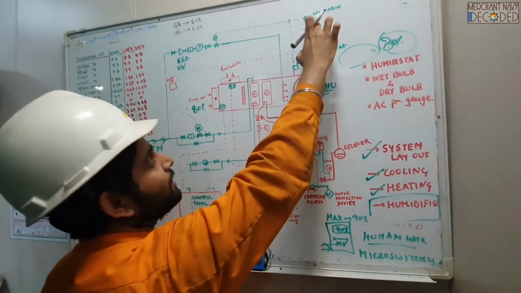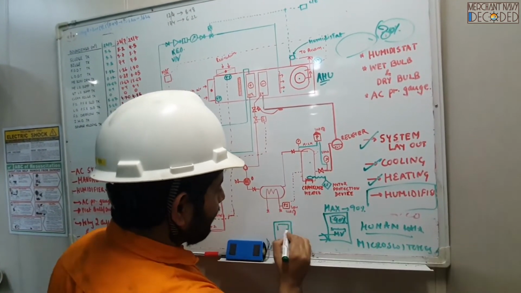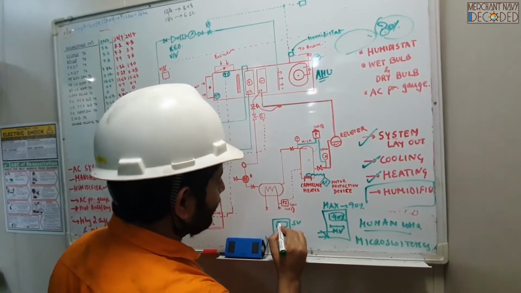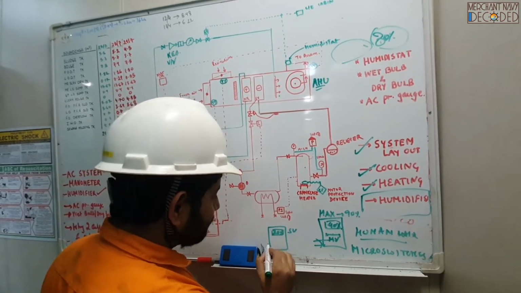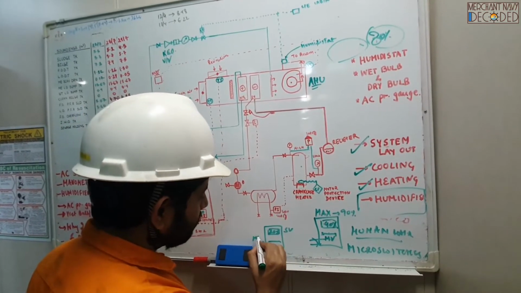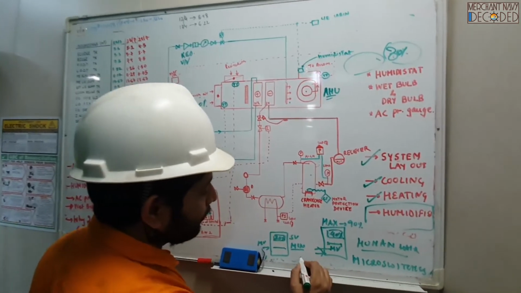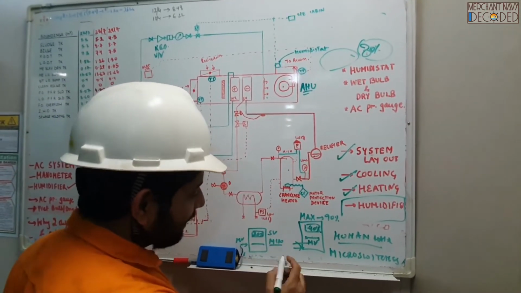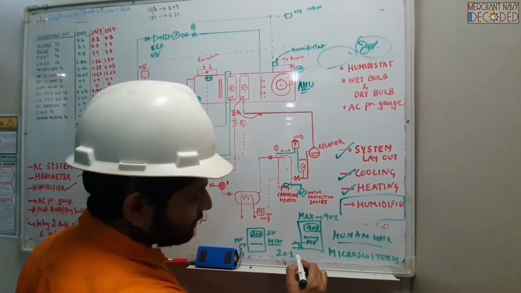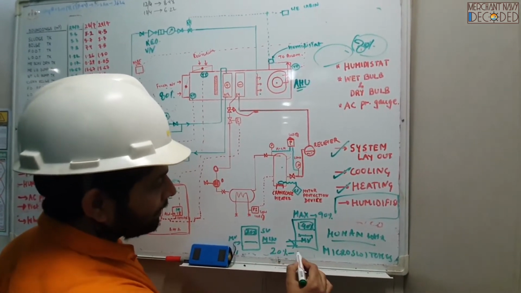And there is another humidistat fitted in the chief engineer's cabin, where I give a set value, set 10% or 20%. And again this is a human hair element fitted over here, which is the measured value. So I say, this is the minimum. So basically I want the humidistats to work such that the humidity is between 20 to 90%.